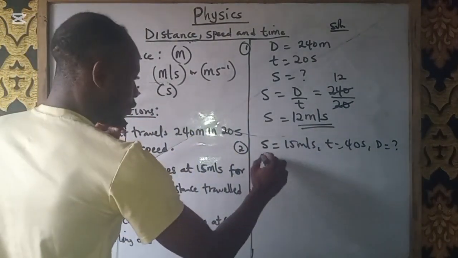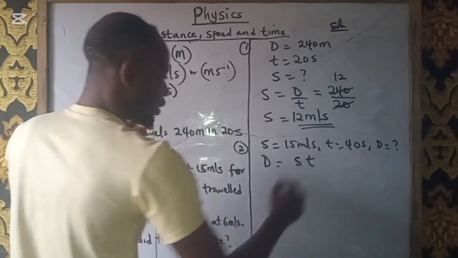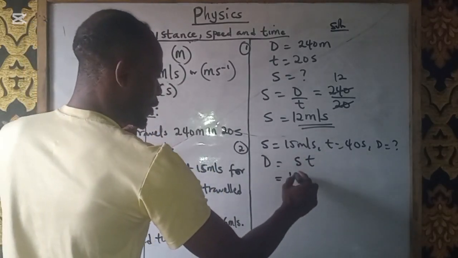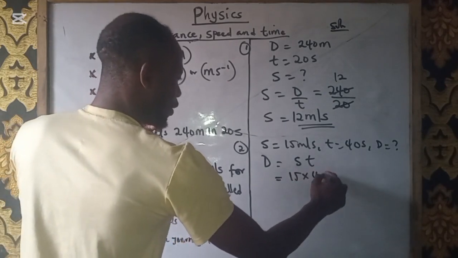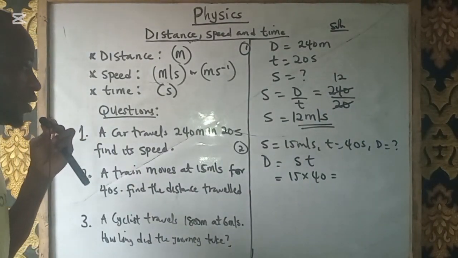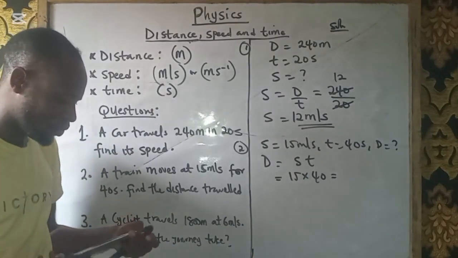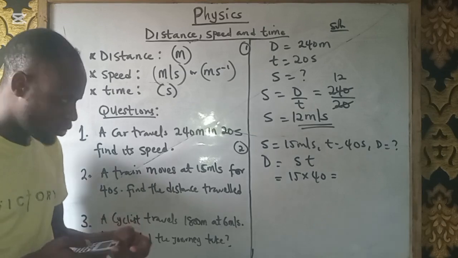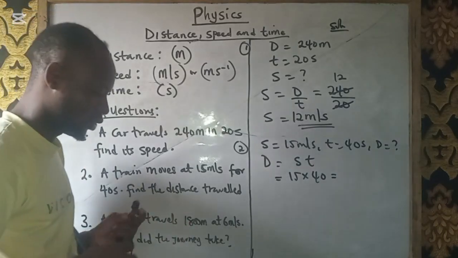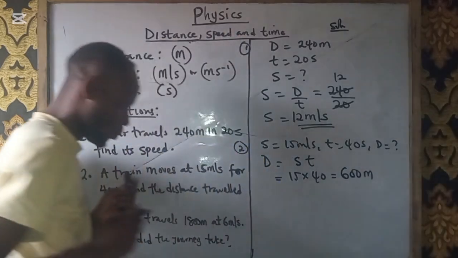So distance, don't forget from the formula from the triangle. Distance is what? Speed times what? Time. So let's replace the value. What speed? 15. And what's the time? 40. So if I multiply this, let me just use my calculator for that. I think that should be around 600, I guess. But let me confirm from calculator. Times 15. So I'm correct. That's 600 meters. So we have gotten that.